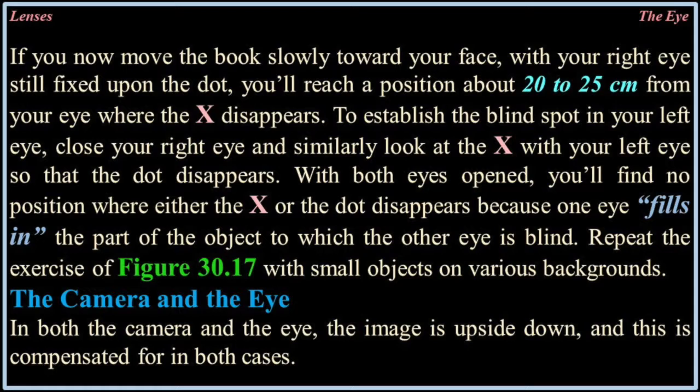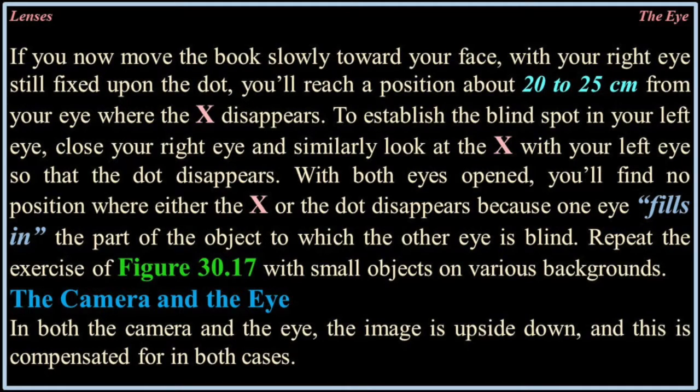With both eyes open, you'll find no position where either the X or the dot disappears, because one eye fills in the part of the object in which the other eye is blind. Repeat the exercise of figure 30.17 with small objects on various backgrounds.